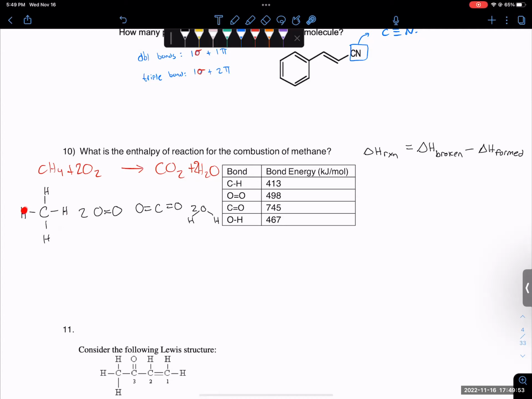One, two, three, four. There's 4 carbon hydrogen bonds on the left side, right? Which means that we're breaking 4 carbon hydrogen bonds, so we'll have to take that into account. We're going to look at the table. It says that each CH bond has a bond enthalpy of 413 kilojoules per mole. So we would do 413 times 4. This is just for the CHs.